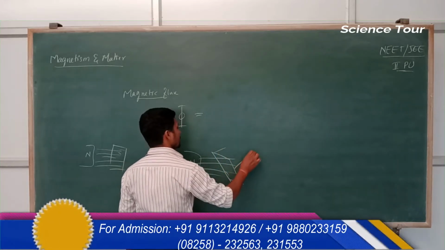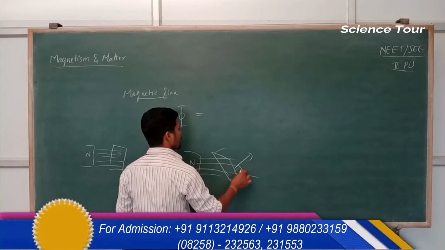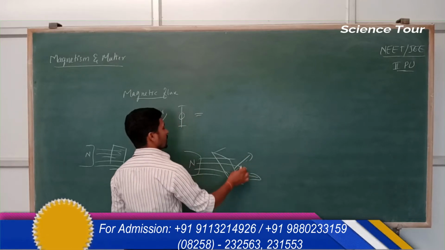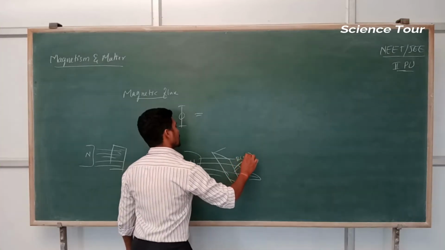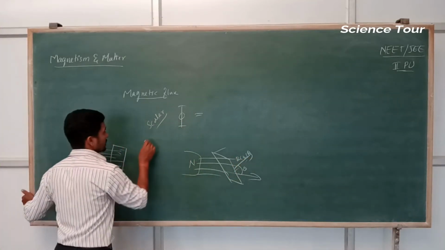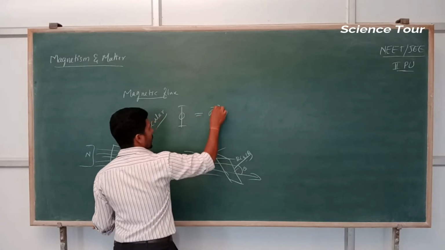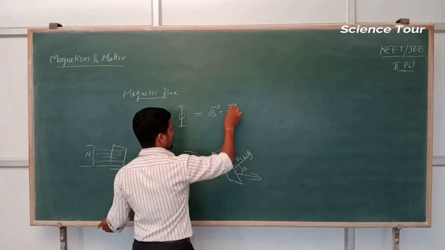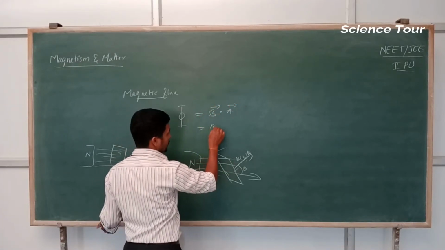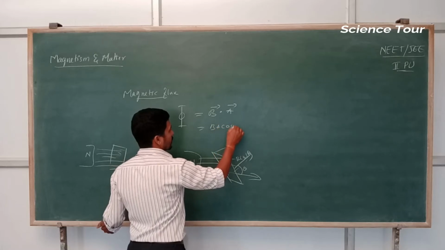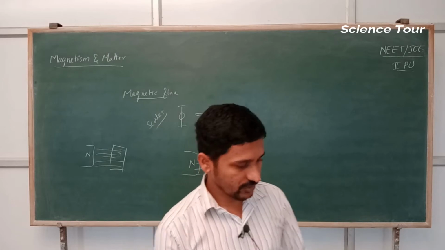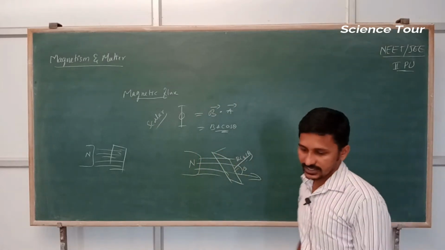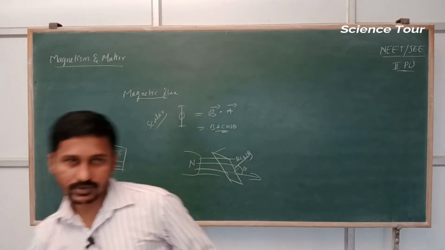Normal means in this way. The component of this is nothing but B cos theta. So flux phi is equal to B dot area vector. Passing normally means BA cos theta is what you are going to get. Now in which direction will the area vector be? It is always perpendicular to that.